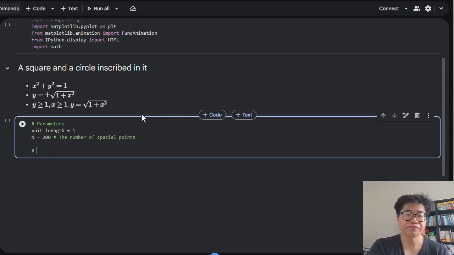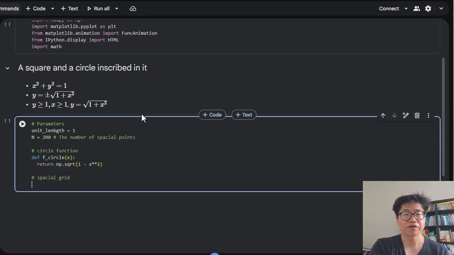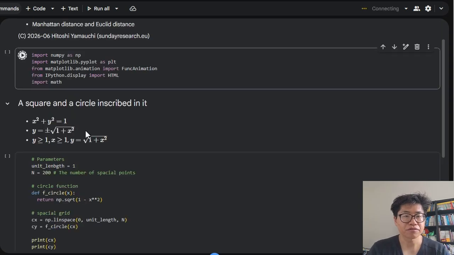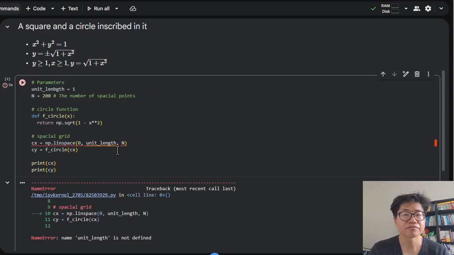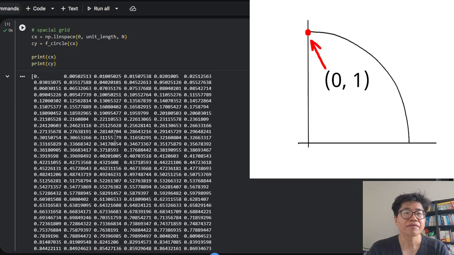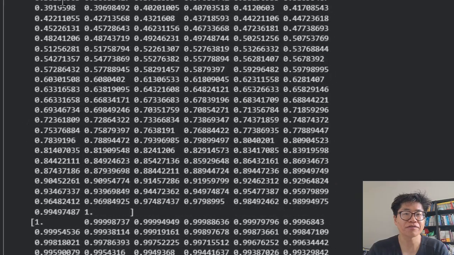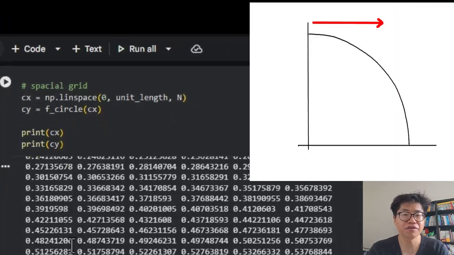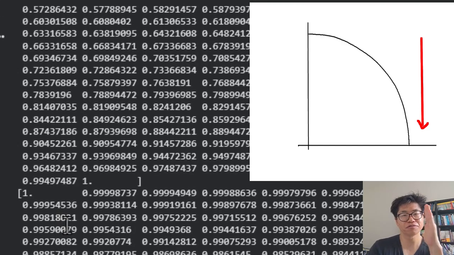The next is the circle function. So I will make an array of the points, circle x. Let's see what kind of points are generated. Oh, there is a typo here. If you see, x equals 0, then y equals 1. And as x is increasing, y is a little bit decreasing. That would be the quarter circle.